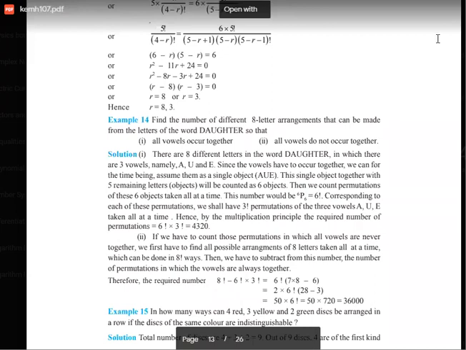Very good, Pragna. So see, the total number of discs is 9, so it should be 9 factorial. But when you talk about the discs, there are 4 discs of the same type, so it is divided by 4 factorial, into 3 discs of the same type, so 3 factorial, into 2 discs of the same type, so 2 factorial. So that should be the answer.